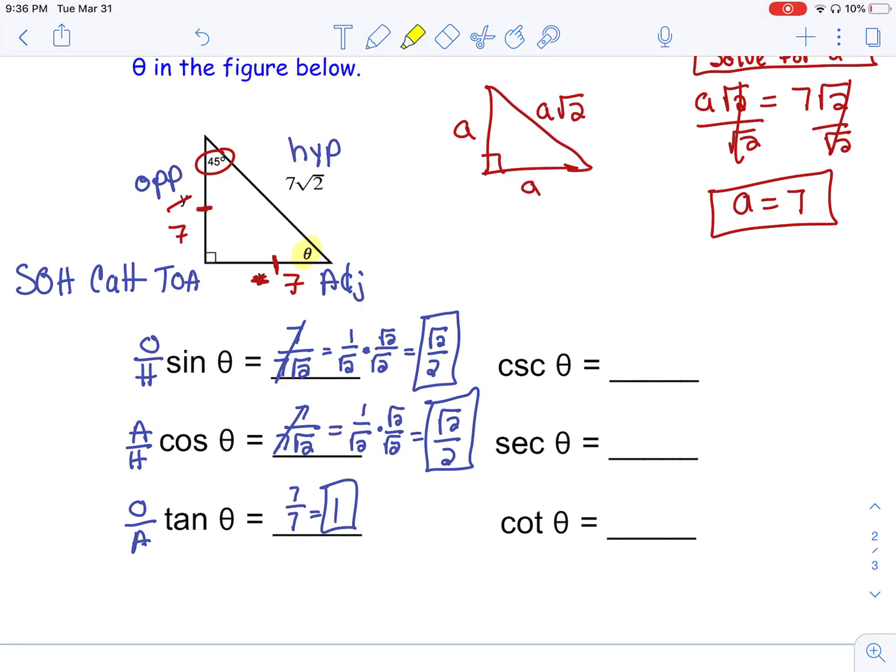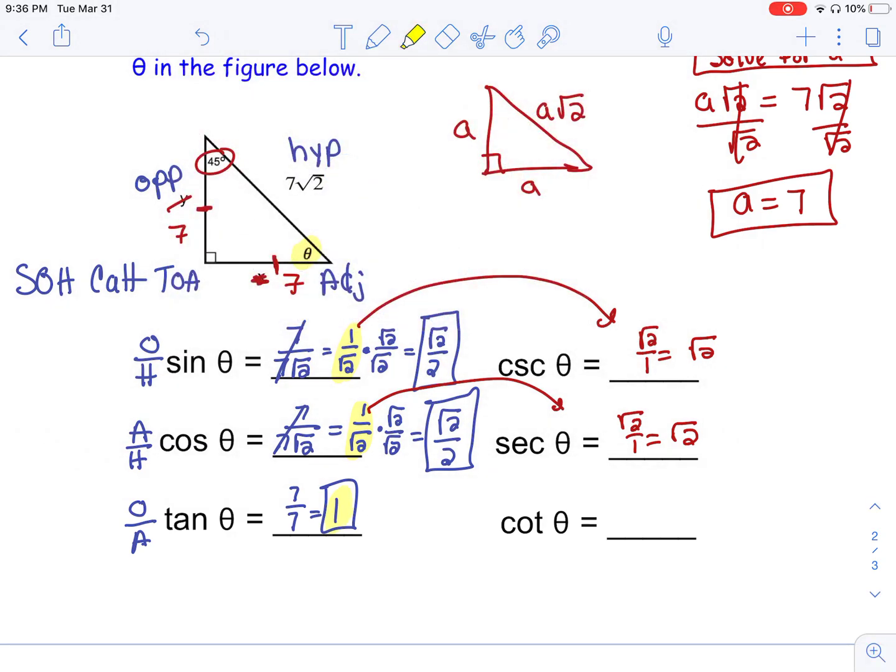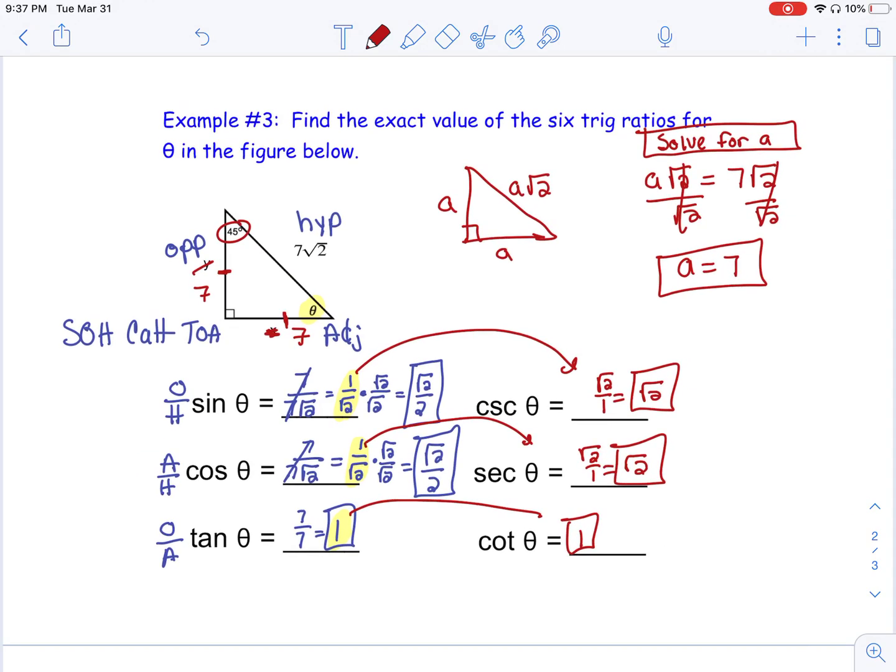So what I do is look for the one that I can flip, and I can flip this here, and this just becomes radical 2 over 1, or radical 2. Same thing here, I can flip this before I rationalized it, so it just becomes radical 2 over 1, or radical 2. And then when I flip 1, it just becomes 1. So those are my answers.